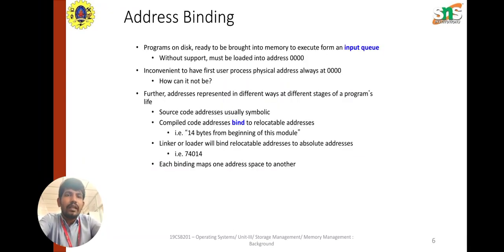Programs on disk, ready to be brought into memory to execute, form an input queue. Without support, a program must be loaded at address 0000. Addresses are represented in different ways at different stages of a program's life. For example, source code addresses are usually symbolic, compiled code addresses bind to relocatable addresses, and the linker or loader binds relocatable addresses to absolute addresses. Each binding maps one address space to another.